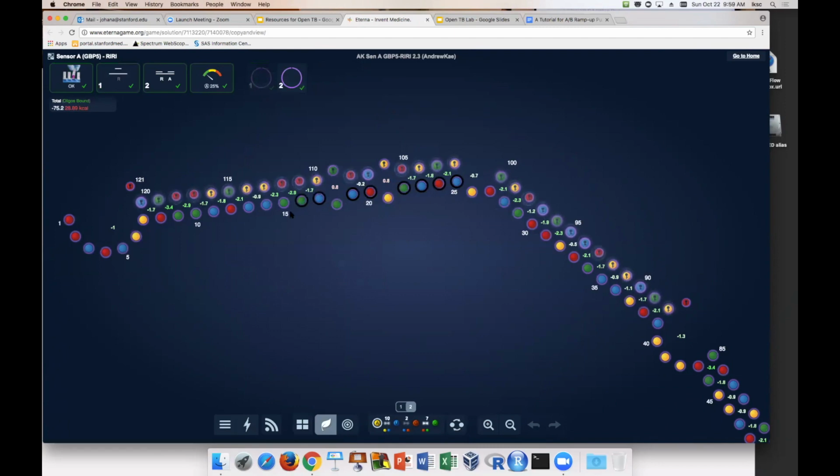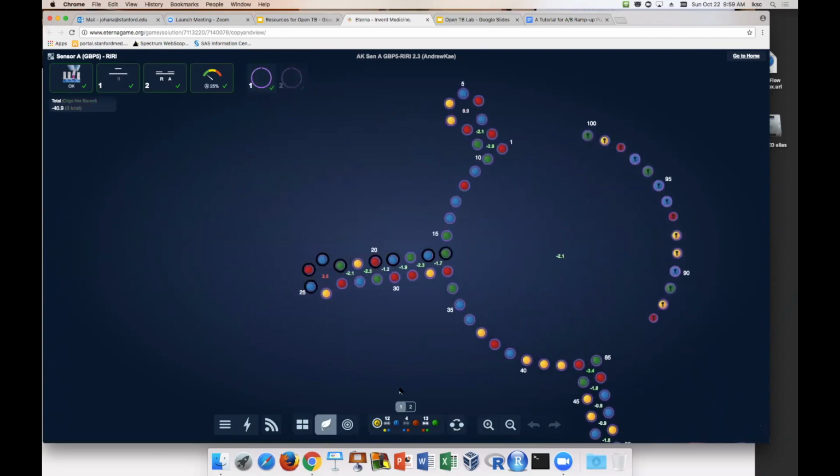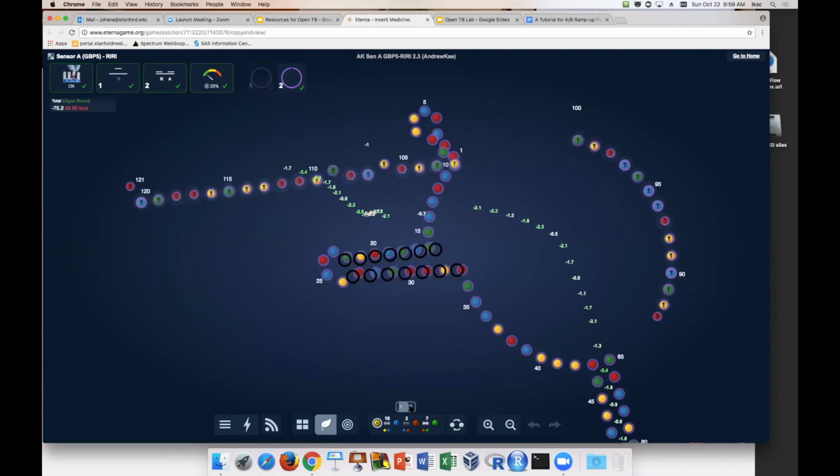Okay, I'm going to give you a quick idea how this works. When sensor A isn't present, it turns the reporter off here. So let's go back to, go ahead and I like these ones. Okay, maybe this is good.